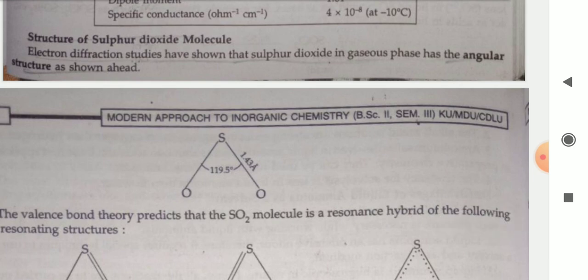Structure of sulfur dioxide molecule. Electron diffraction studies have shown that sulfur dioxide in the gaseous phase has an angular structure as shown. The valence bond theory predicts that the SO2 molecule is a resonance hybrid of the following resonating structures.